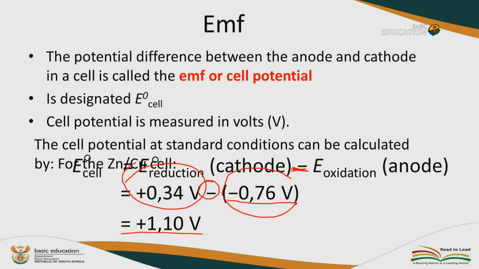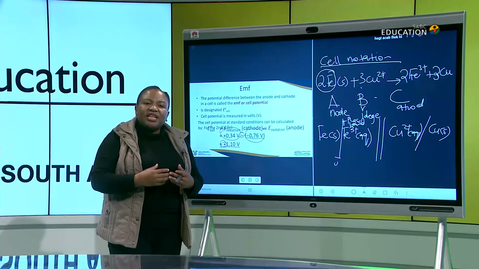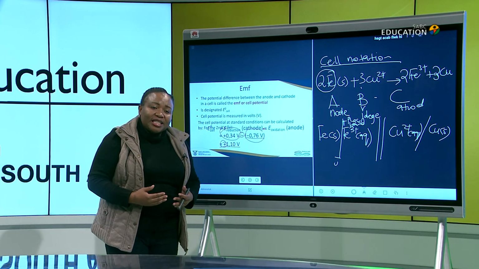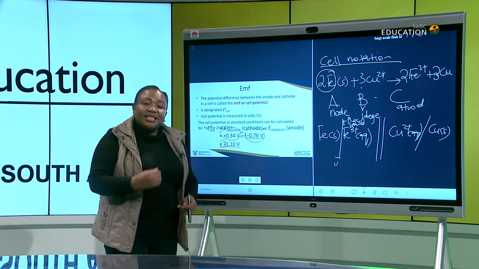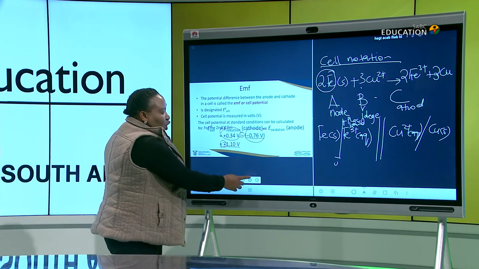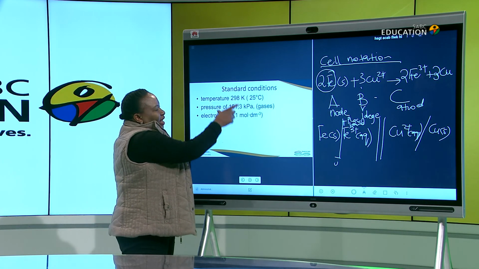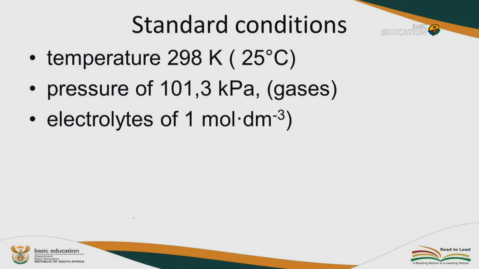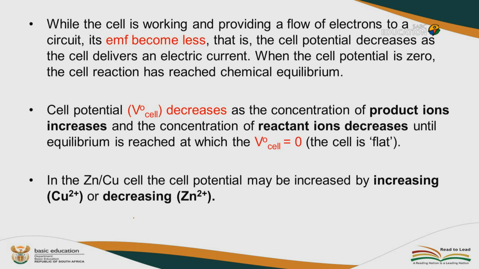And this positive sign indicates that this reaction occurred as a spontaneous reaction. And as a spontaneous reaction, it means it's a galvanic cell. Therefore, it is very important to understand that. So these are the conditions that I was explaining in terms of the standard conditions, to say under which conditions we can expect this: when we have that temperature and that pressure of 101.3 kilopascals.